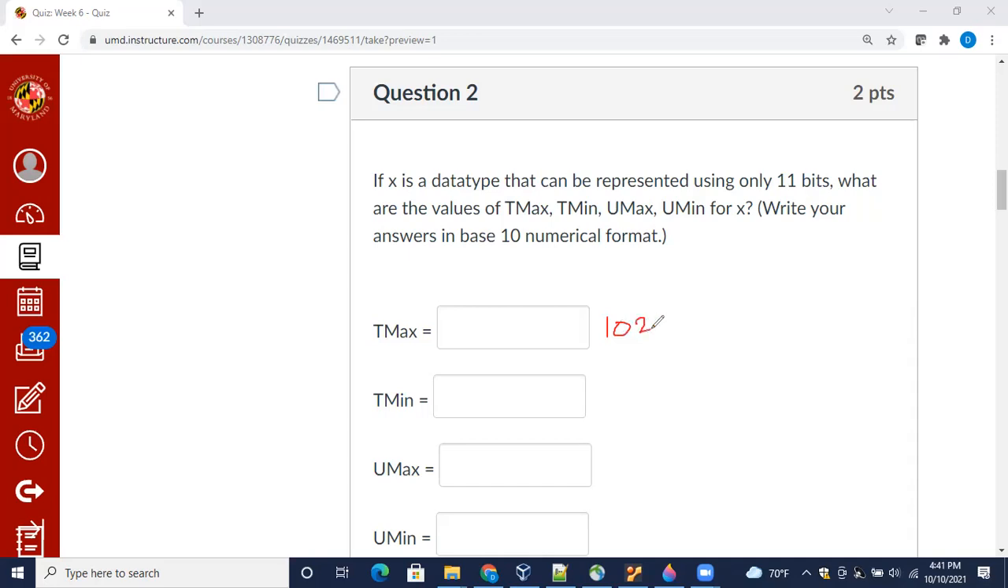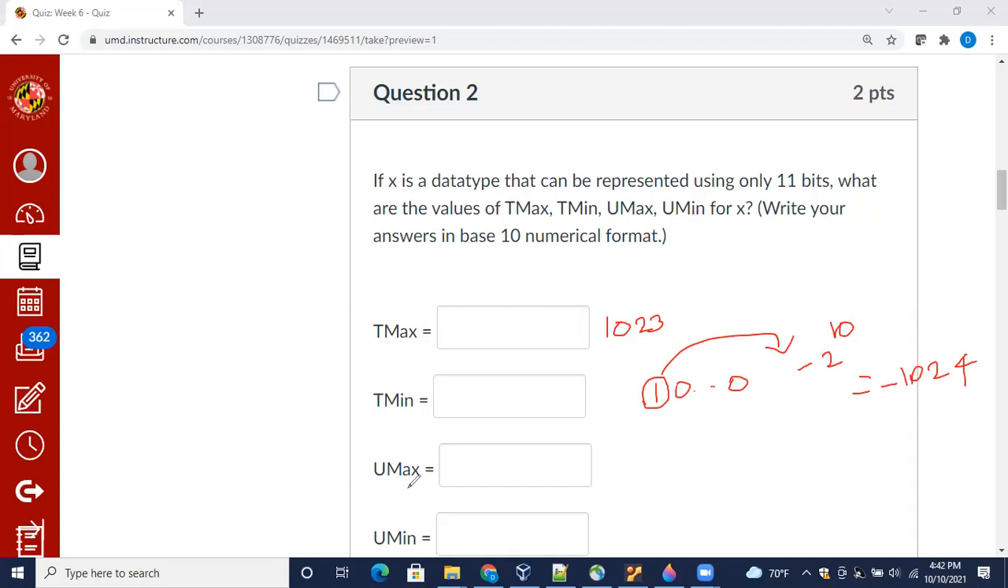What about Tmin? Tmin, the pattern is 1 followed by all zeros, right? And this is negative weight, so this is minus 2 power 10, which is minus 1024. So the answer here is negative 1024. Okay, so we don't even have to solve this. We know that Tmin is 1 more than Tmax, with a negative in front.